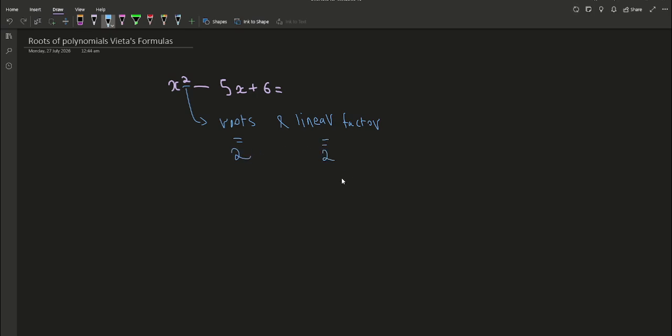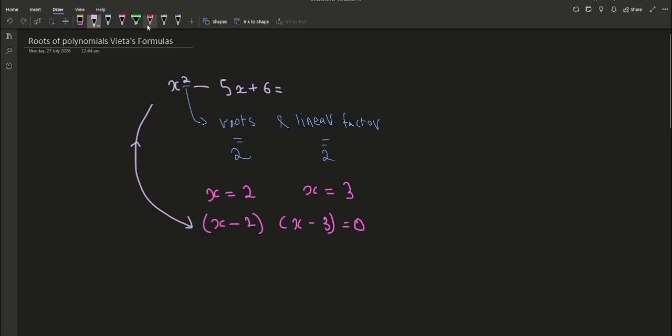So the roots for this equation are x equals 2 and x equals 3. And the two linear factors are x minus 2 and x minus 3. Now we need to understand this. If we were to expand these linear factors, we should be able to get our original equation back.